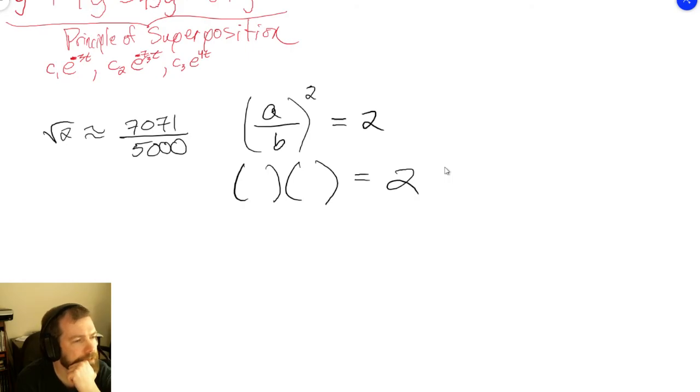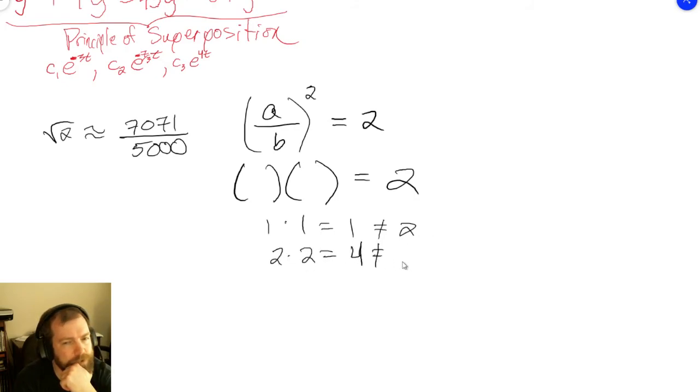Alright, so set up two groups, multiply by each other. So 1 times 1 is 1, so that's not equal to 2. 2 times 2 equals 4, which is also not equal to 2. So it says that the square root of 2 must be between 1 and 2.